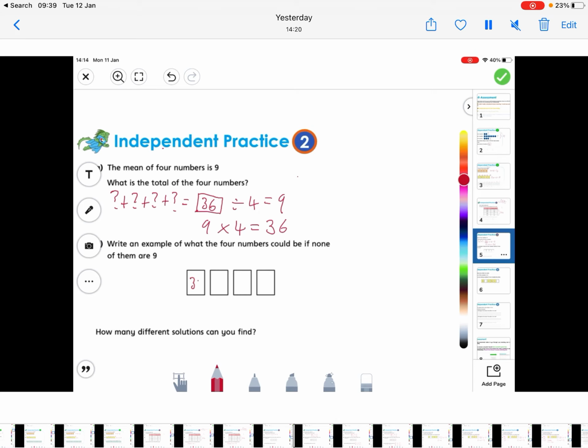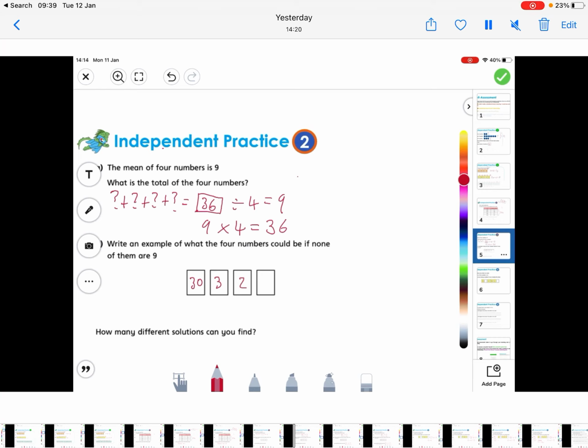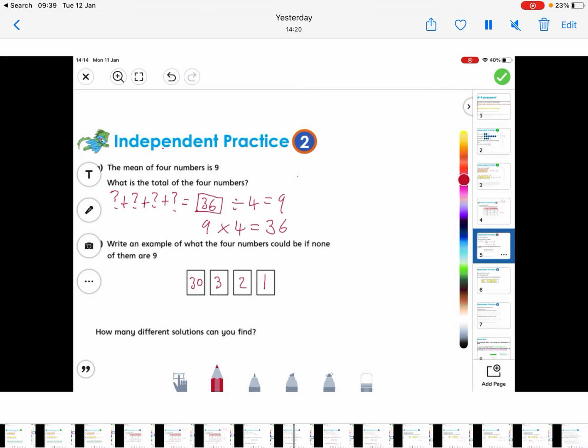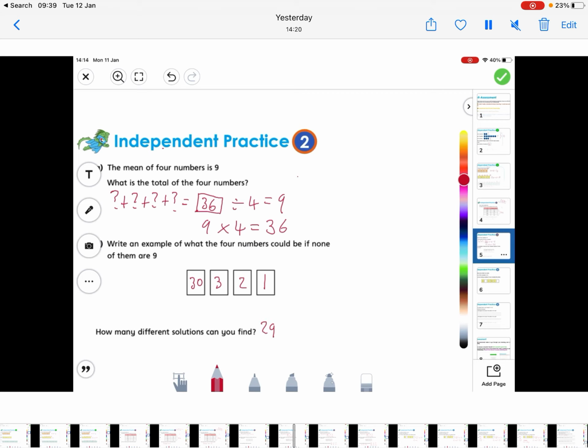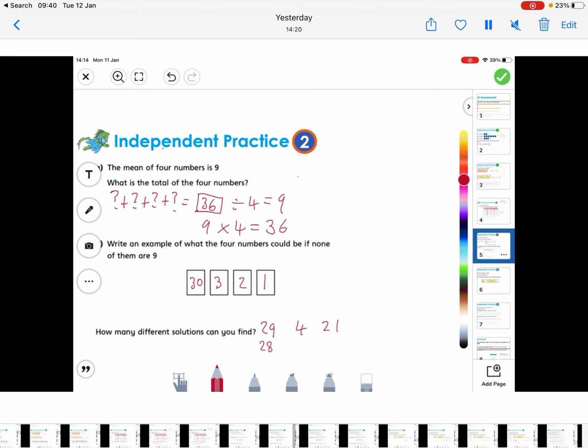And for B, it says write an example of what the 4 numbers could be if none of them are 9. So one number could be 30, another number could be 3, another number could be 2, and the last one could be 1, because altogether they equal 36.